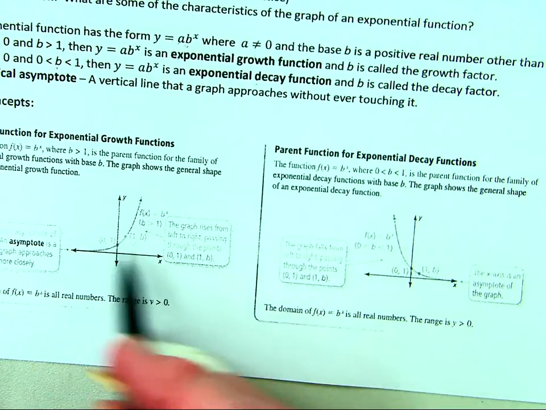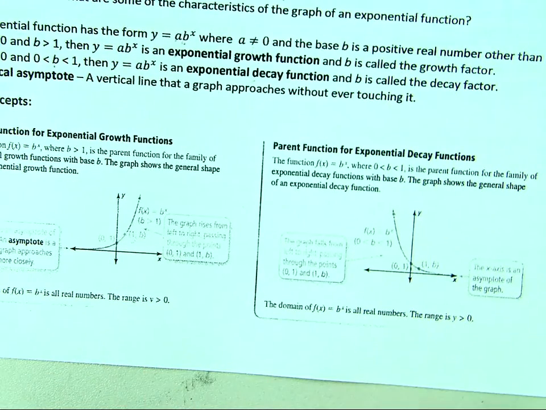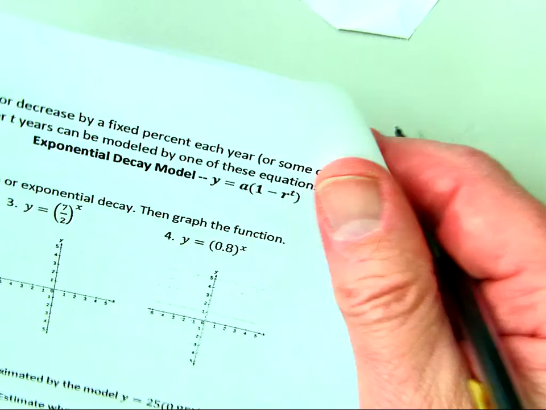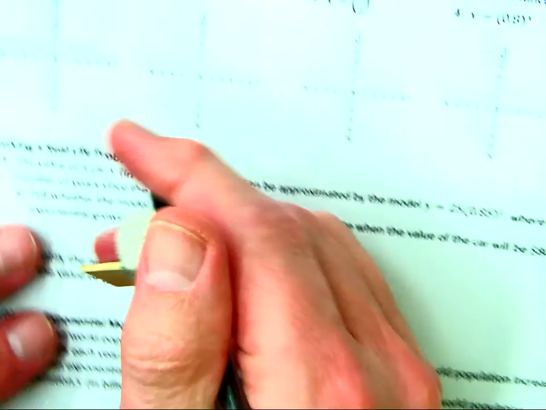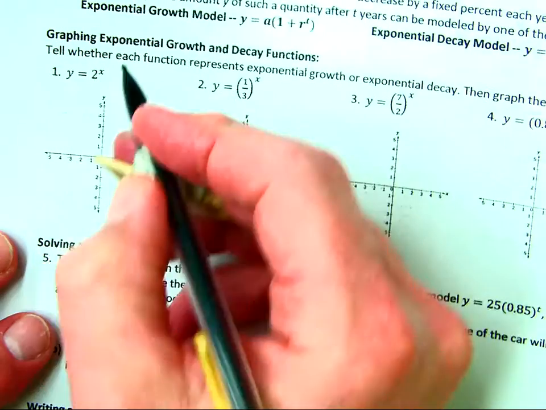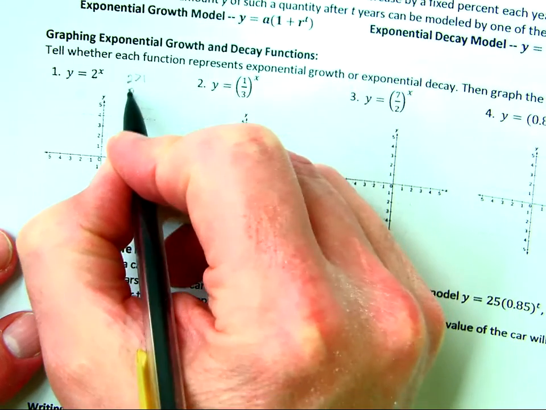Notice the domain here is all real numbers because it just keeps going. The range is greater than 0 because we get all positive values on these. Right? So one of the first things you do is you look and say, okay, is this a growth or decay? So like this, and notice the base is 2. Well, 2 is greater than 1, so this is a growth function.